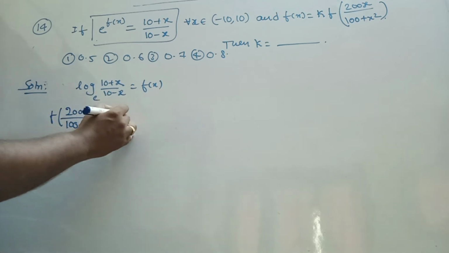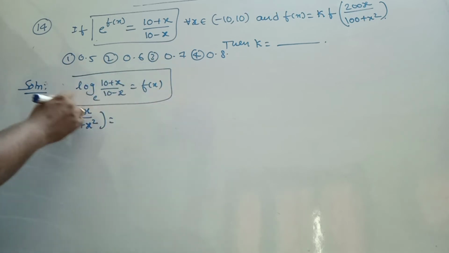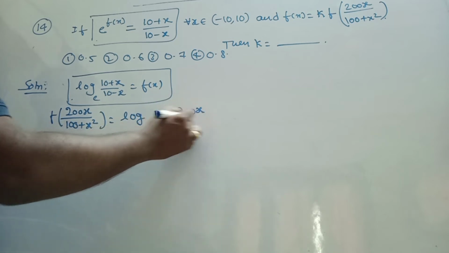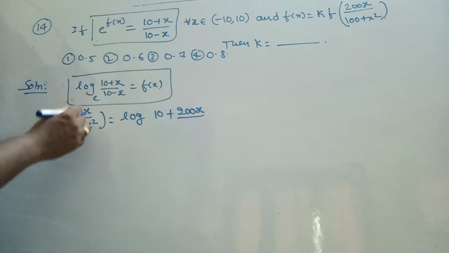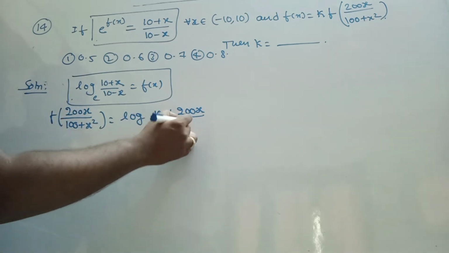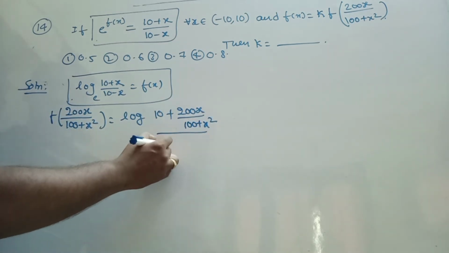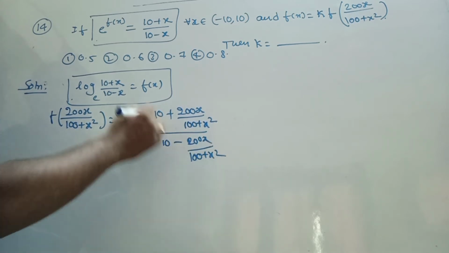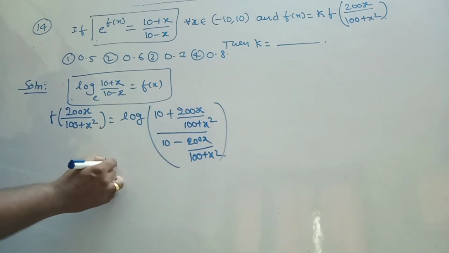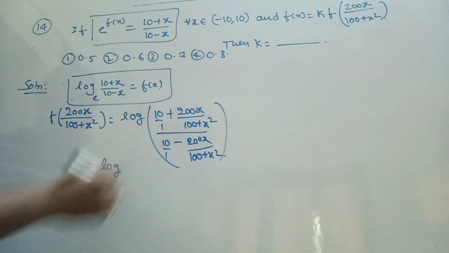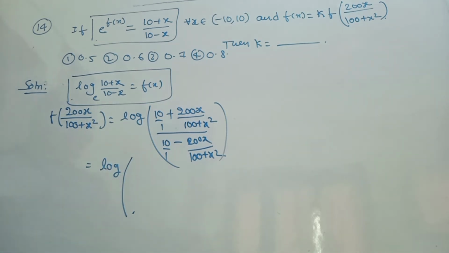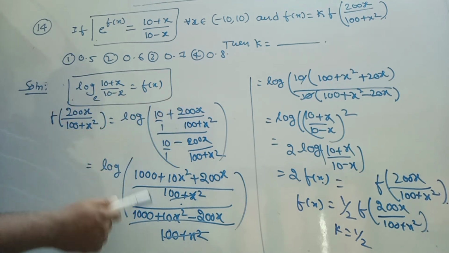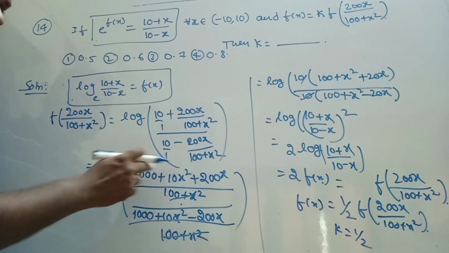My dear students, because we already know f of x is equal to this, this is nothing but log of 10 plus 200x by 100 plus x square over 10 minus 200x by 100 plus x square. In the place of x, you just replace it by 200x by 100 plus x square. Now if you simplify this, take the LCM, and the denominators will be cancelled.